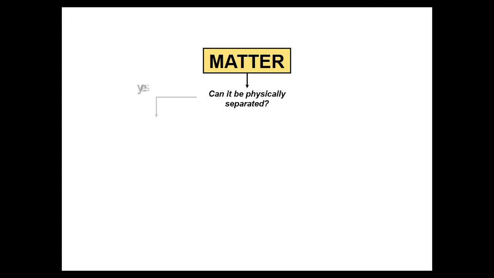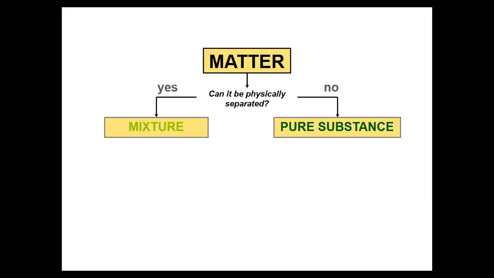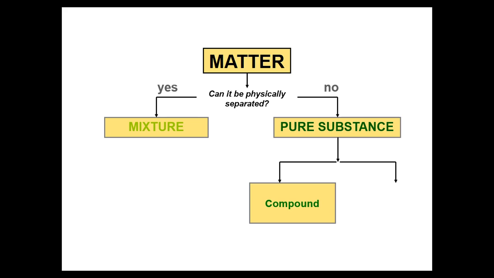So, like I said, the first thing you want to think about when you're thinking about matter is if it can be physically separated, you have a mixture. If your answer is yes, that's a mixture. If it cannot be physically separated, you have a pure substance. And these pure substances can be either a compound or an element. First of all, we're going to be going over the difference between these and then how you can separate mixtures and so on.